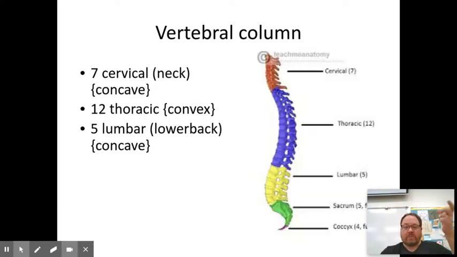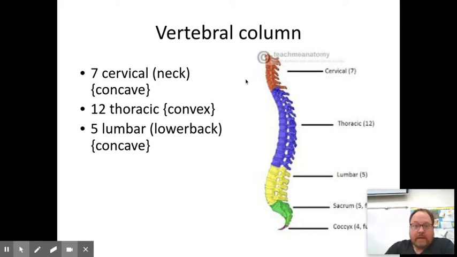Your vertebral column is broken down into a few different regions here. The cervical vertebrae, cervix means neck. So the cervical vertebrae are in your neck, and you can feel the spinous processes on those. If you feel the back of your neck, there are those little bumps.